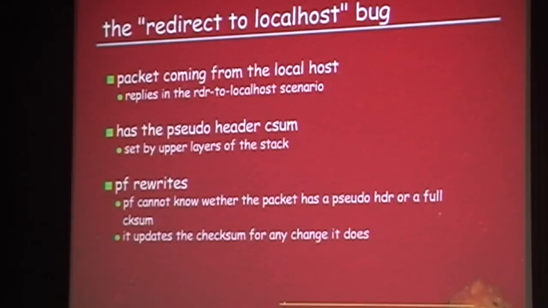Then PF rewrites, because the packet had been redirected to localhost, so in the reply packet we have to exchange the source address to the original destination, right? So we rewrite that packet. Of course, for this rewriting, we have to update the checksum. But PF cannot know whether the packet has a full checksum or a pseudo-header checksum. So if we are changing something in the TCP header, we'll happily update the checksum. But the checksum in there does not cover that part of the header yet. Result is obvious, the checksum's broken.